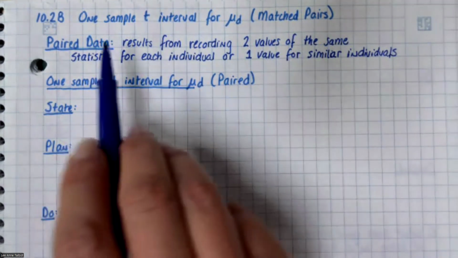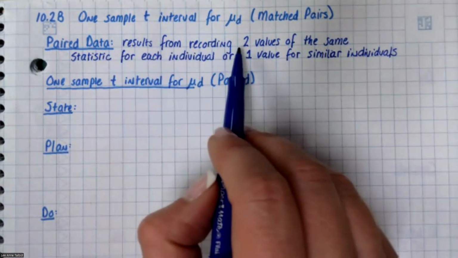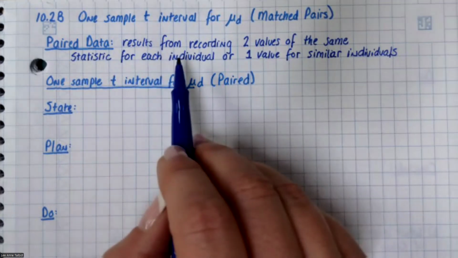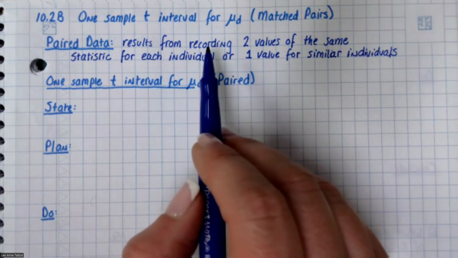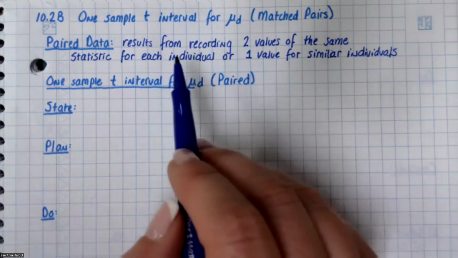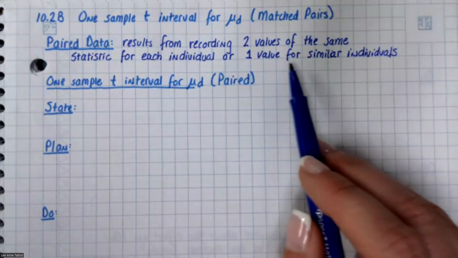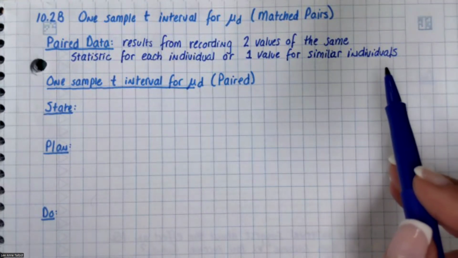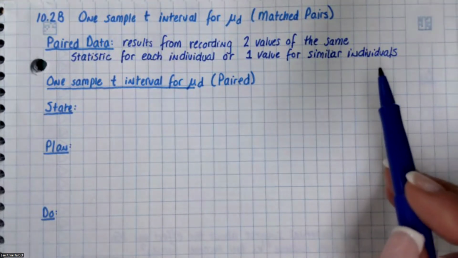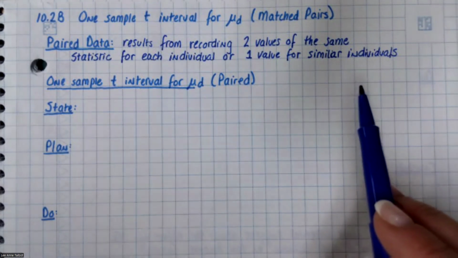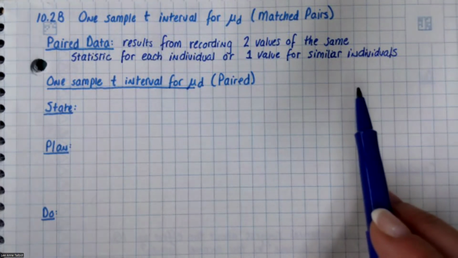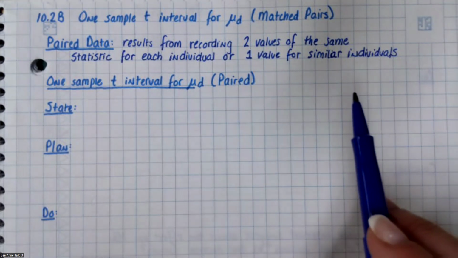Okay, so let's go over this again. Results from recording two values of the same statistic for each individual. That was when you did the left hand reaction time and the right hand reaction time and we subtracted. Or you could have one value from similar individuals, the height of one twin and the height of another twin, something like that. Doesn't have to be the same person each time. They just kind of have to pair up.